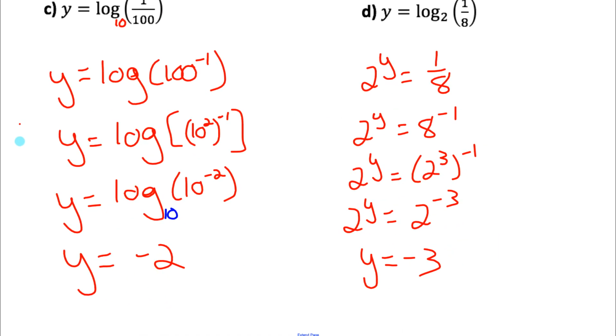Okay, that's it for this lesson. I hope you feel comfortable, or at least more comfortable, with what a logarithmic function is. And in the next few lessons, we will learn some rules that we can use when working with logarithmic expressions.